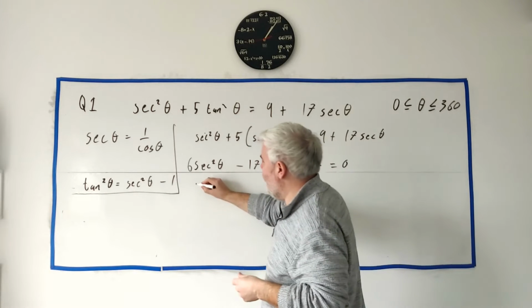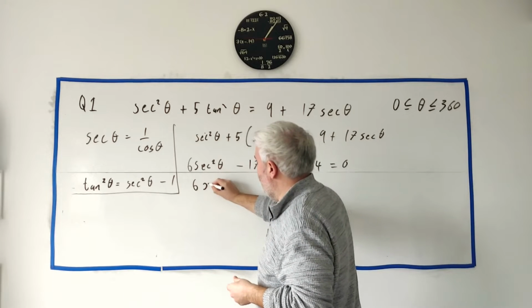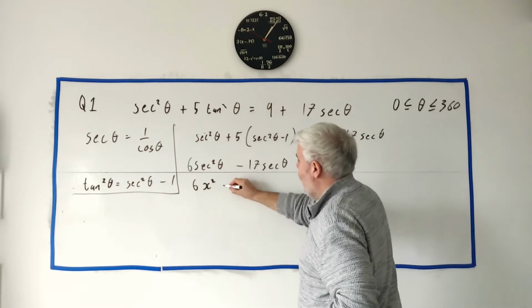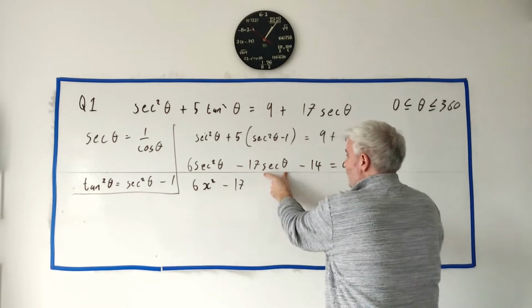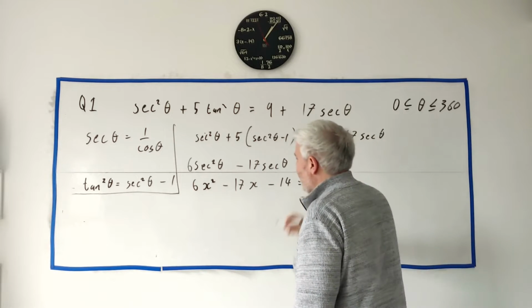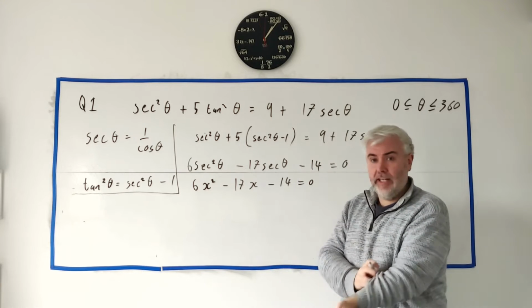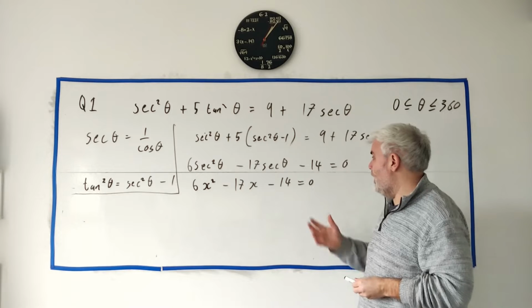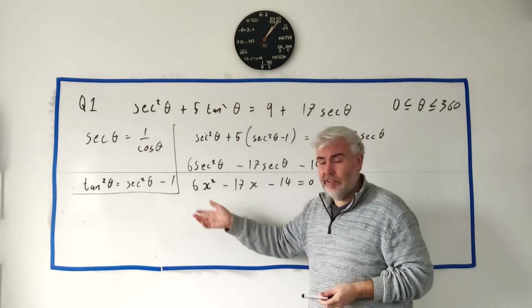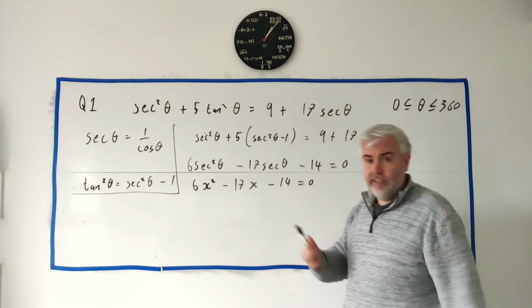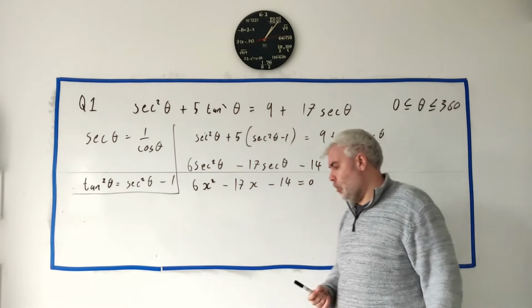So it's perfectly okay if you want to change this into 6x squared. Secant squared theta, it's just x squared. Minus 17, instead of secant theta, just x. Minus 14. As you get more used to these questions and do more practice on them, they do come up quite regularly. You won't need to do this, you can just leave it as this one here. Okay, so now you've got a quadratic, you just go ahead and solve that.